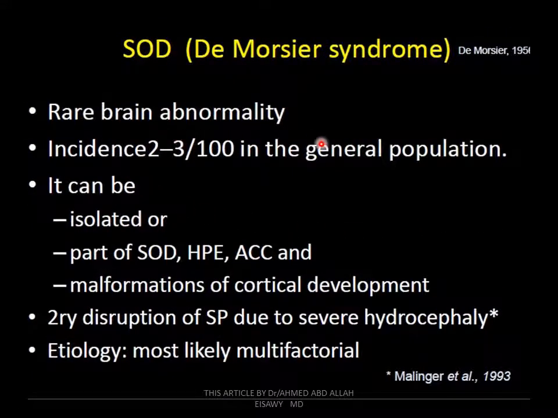A rare brain abnormality, septo-optic dysplasia, incidence 2 to 3 per 100 in the general population. It can be isolated or part of lobar holoprosencephaly, lissencephaly, agenesis of the corpus callosum, and malformations of cortical development. Second, disruption of the septum pellucidum due to severe hydrocephalus. The etiology is most likely multifactorial.